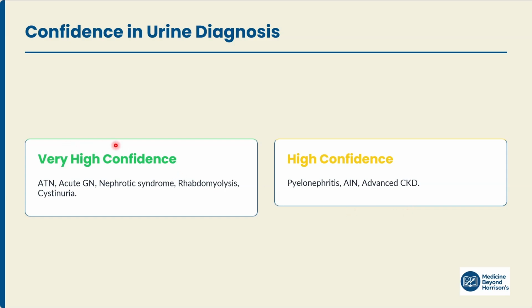With very high confidence, we can diagnose acute tubular necrosis, acute glomerular nephritis, nephrotic syndrome, rhabdomyolysis, and cystinuria. Whereas pyelonephritis, acute interstitial nephritis, and advanced CKD also can be diagnosed with high confidence based on the urine routine analysis. Thus, all these things we have discussed in this module. Once you master this module and this mechanism, you can diagnose all these conditions based on just the urine routine.